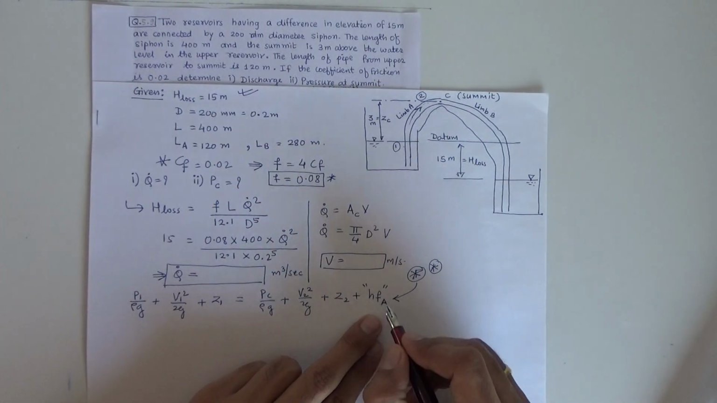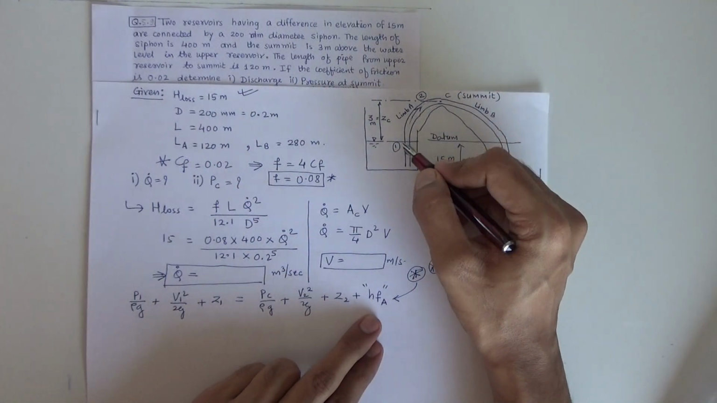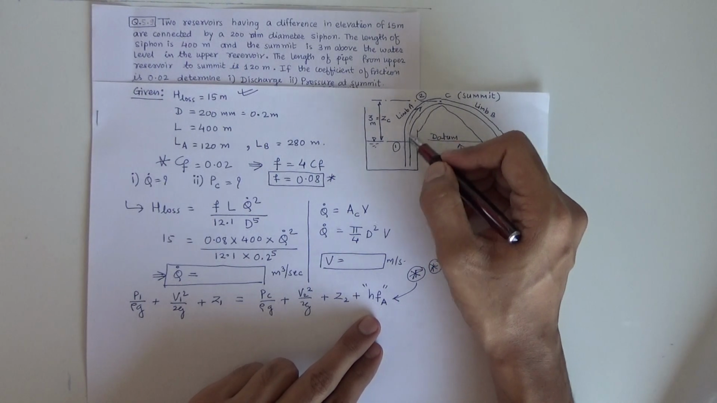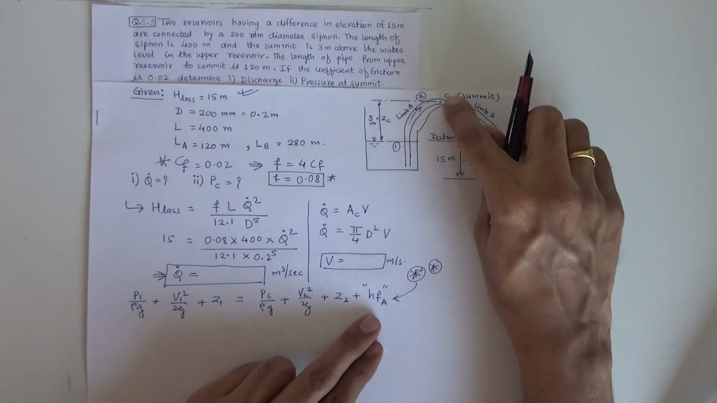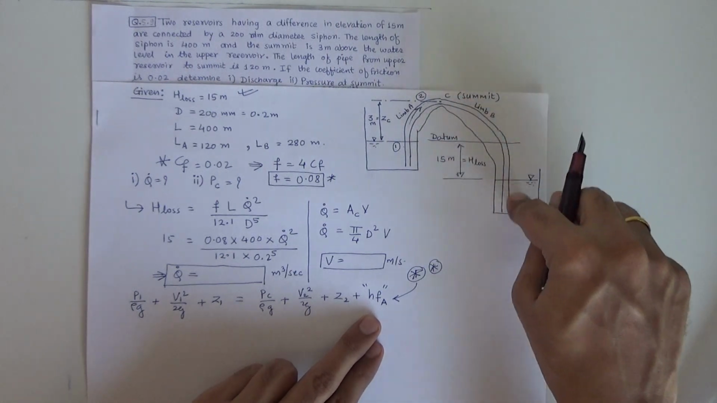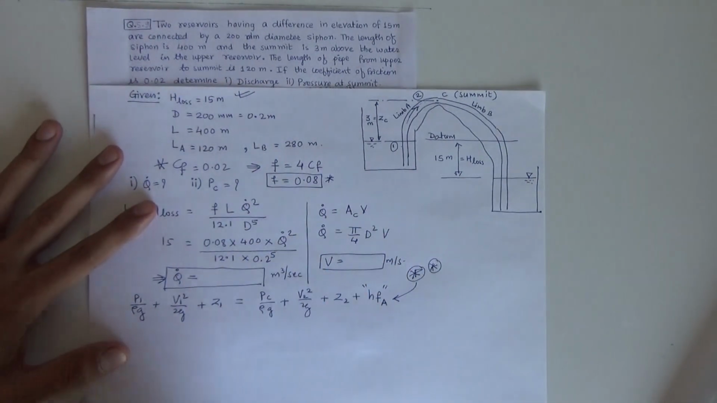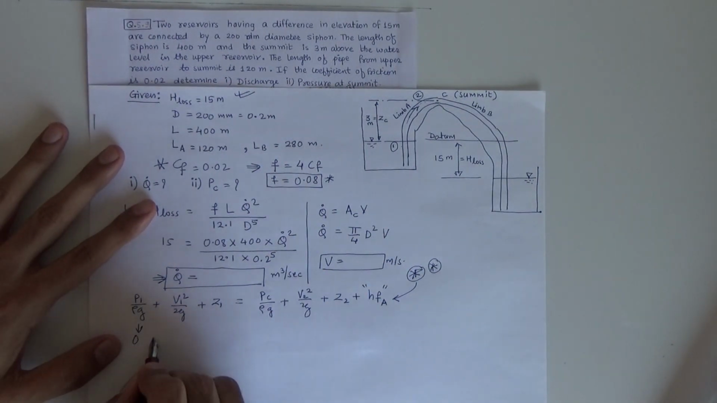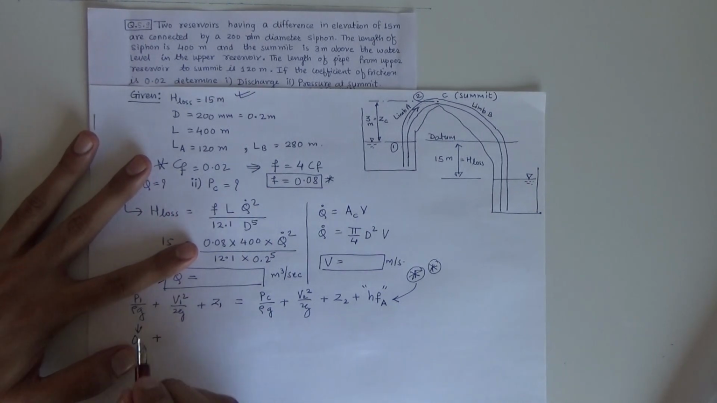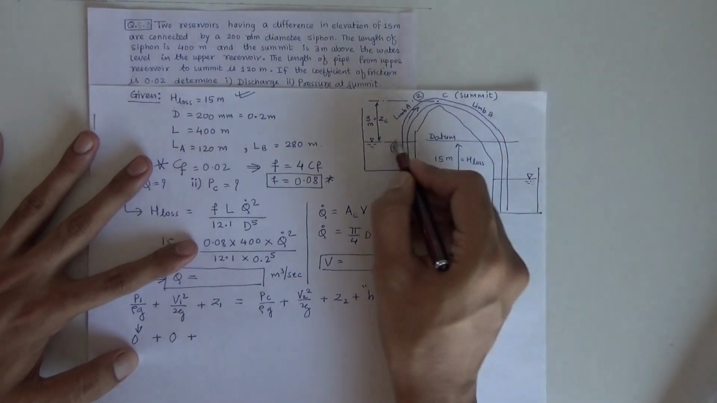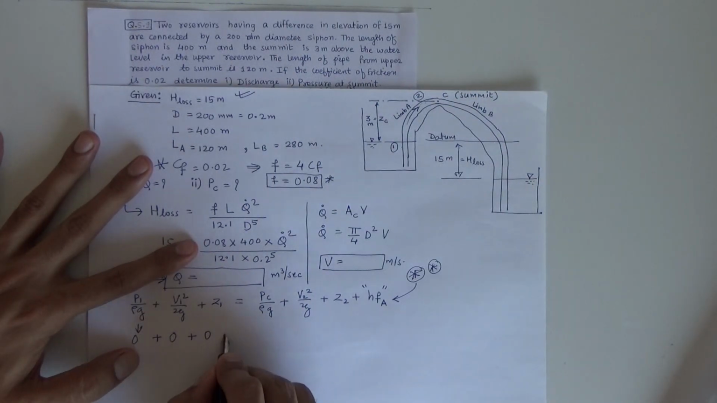We have to use the H loss in limb A only, because Bernoulli's equation is applied between section 1 and section 2 only. So the friction loss taking place in the other limb, limb B, is not to be considered. So only limb A is taken here. If I simplify this, this is 0 because atmospheric pressure is there, so gauge pressure is 0, velocity is 0 in the tank, and datum is taken at the level itself. So that is why this will be 0.